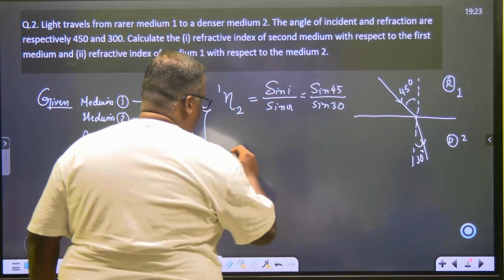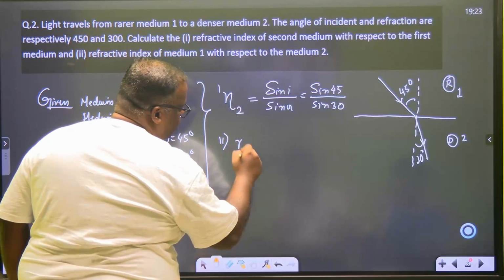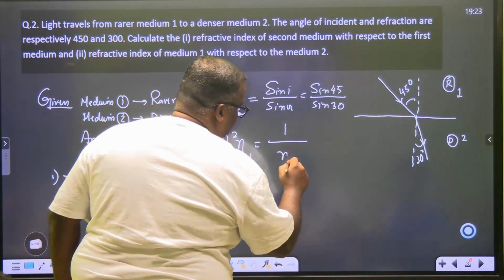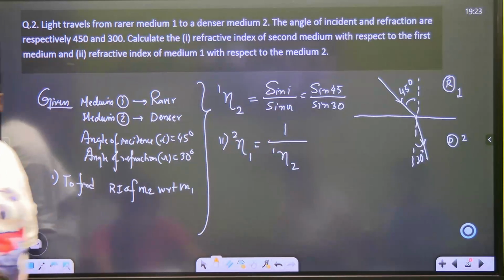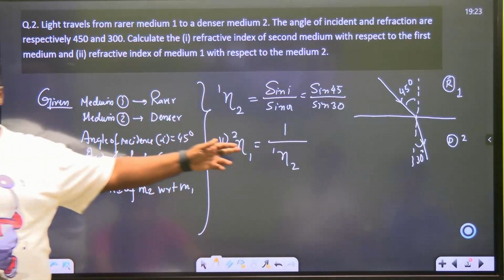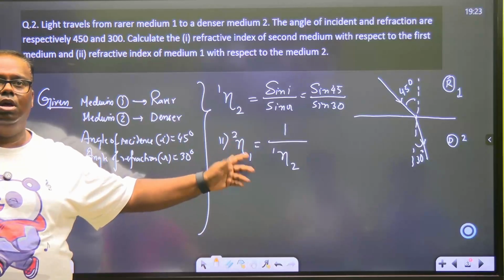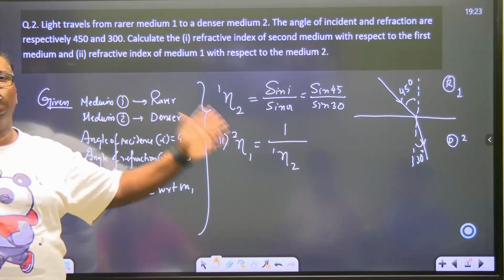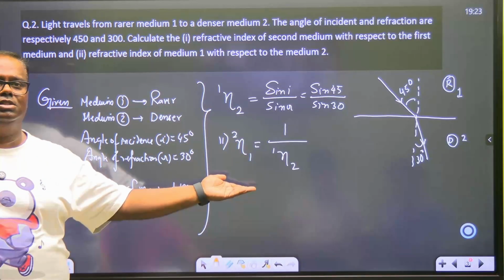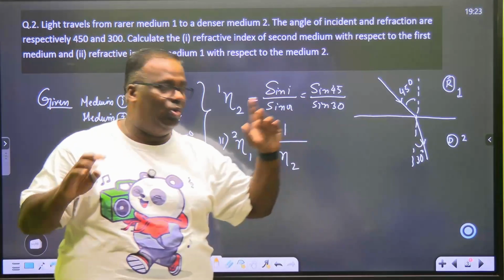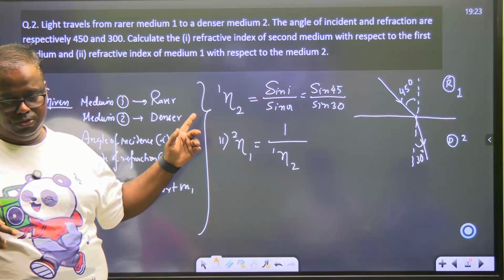Then it says refractive index of 1 with respect to 2. The next part you have been asked to find out what is 1 with respect to 2. So you use the formula. Just now we had learned this formula. Invert it. 1 with respect to 2. Yes, reciprocal. That is what was asked, there is no need to do it again, even if you do it, the same answer will come. 1 with... okay, what is it written? 1 with respect to 2.